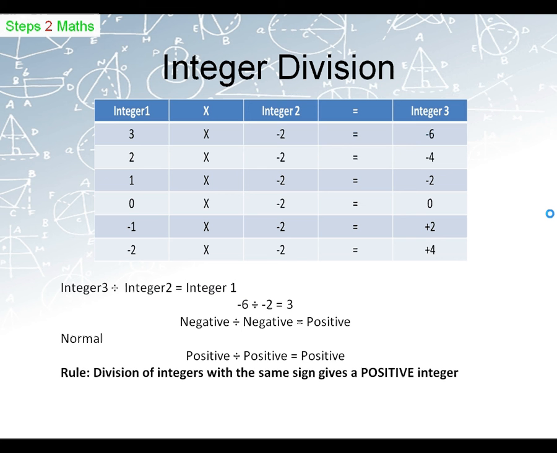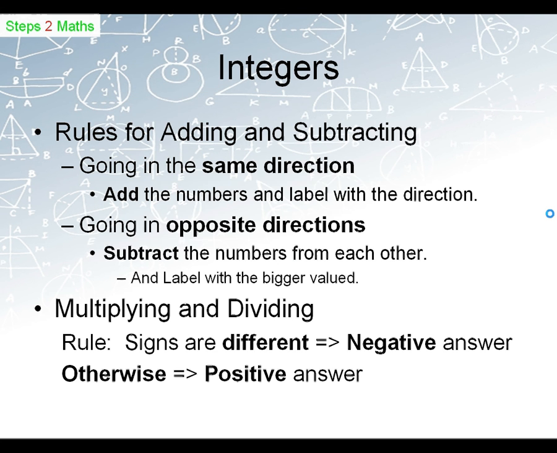Okay, so there I'm just covering the rest of the rules. If the sign is the same, you get a positive integer. If the signs are different, you get a negative answer. So for integers, multiplying and dividing, the only thing you need to know is that if the signs are different, you get a negative answer, otherwise you get positive.